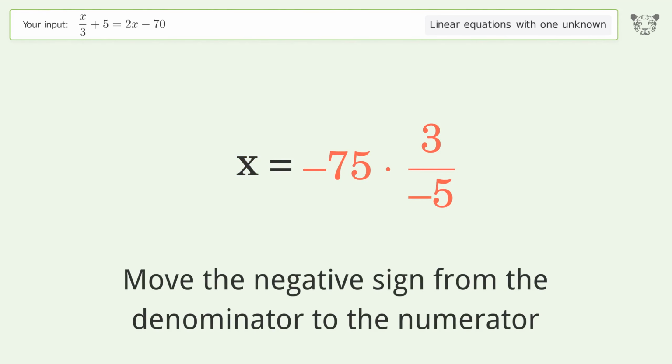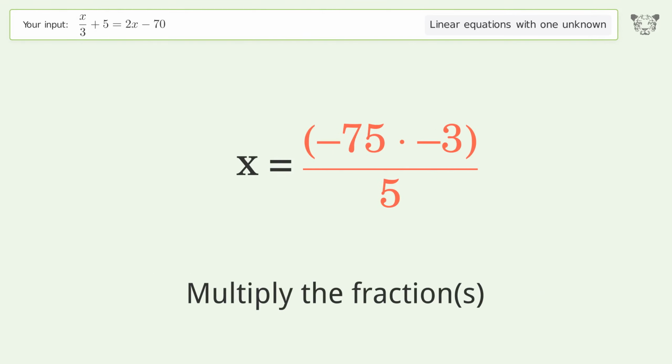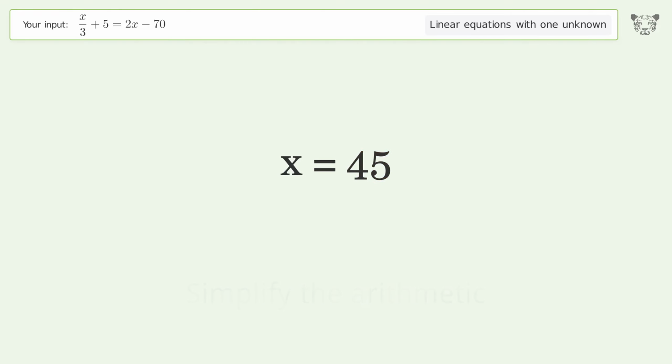Move the negative sign from the denominator to the numerator. Multiply the fractions. Simplify the arithmetic. And so the final result is x equals 45.